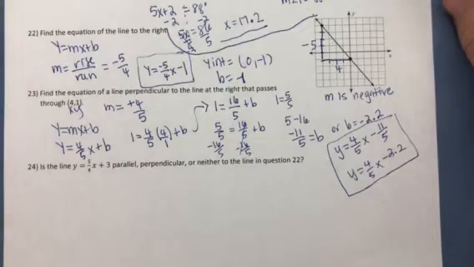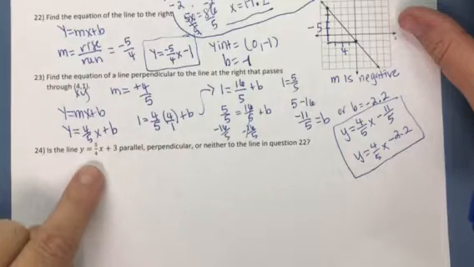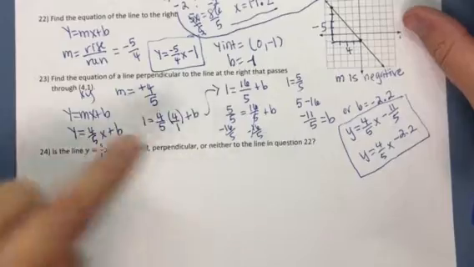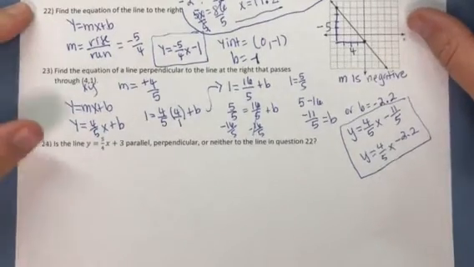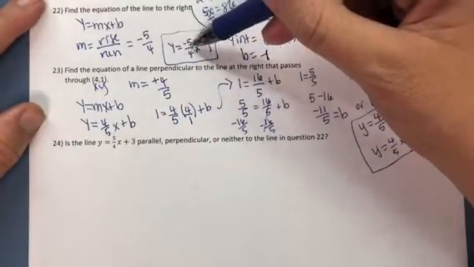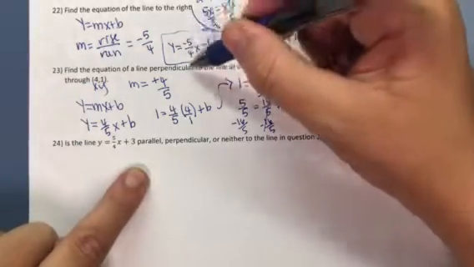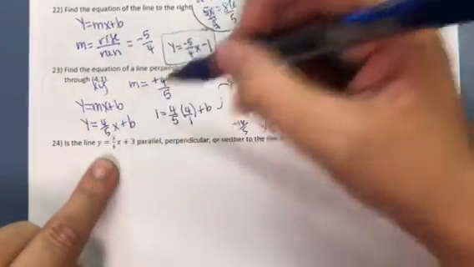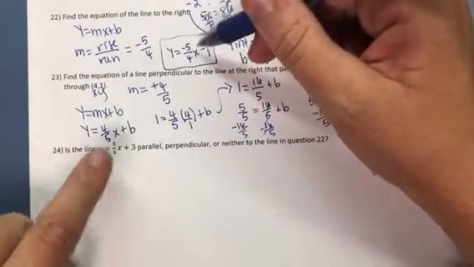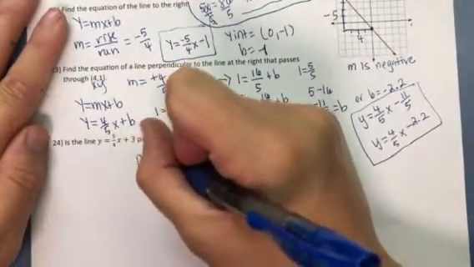All right, lastly, number 24, last on this page anyways, is the line y = positive 5/4 x + 3 parallel, perpendicular, or neither to the line in question 22? So what we got up in number 22 was y = -5/4 x - 1. And I don't care about the -1 to answer this question. So one is negative, one is positive, so they're not the same, but also we never flipped them, so they're not reciprocals. So our answer here is neither.